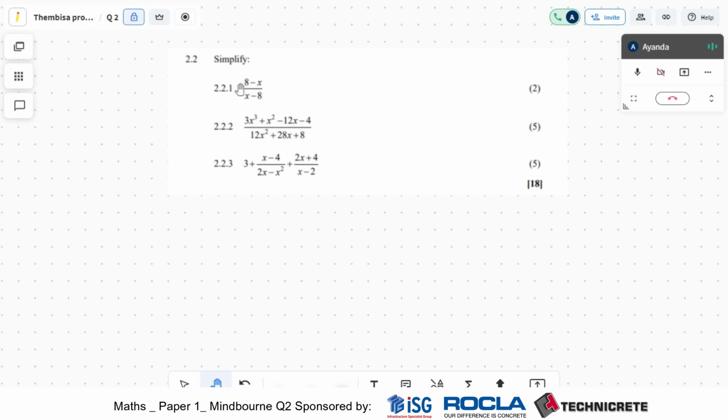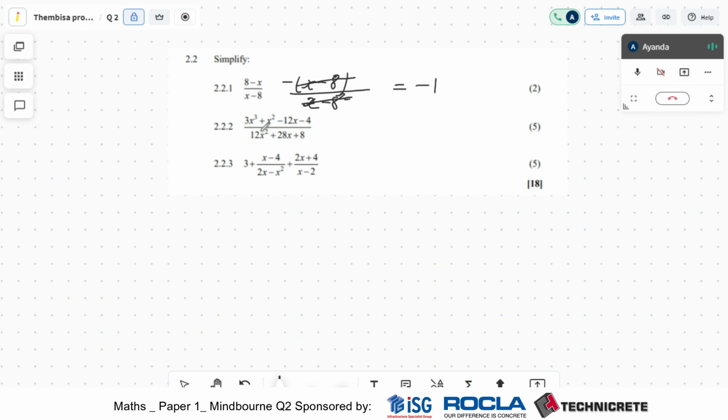For 2.2.1, we have 8 minus x divided by negative 8x minus 8. So that's 8 minus x over x minus 8. It's a bit of a tongue twister. What we can do here is take out a negative from our numerator, and we'll be left with x minus 8. And if we divide that by x minus 8, these two will cancel each other out, leaving us with an answer of 1. So we're left with negative 1. That's why the question's only 2 marks.